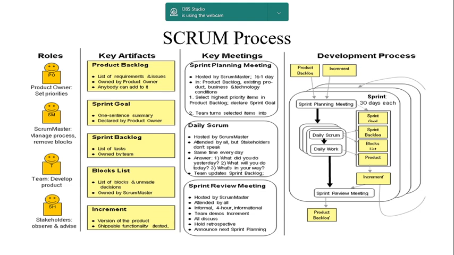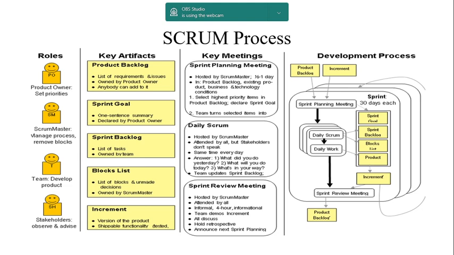The key artifacts. The product backlog means the list of requirements and issues, owned by the product owner. Anybody can add to it by giving suggestions. The sprint goal is a one-sentence summary of what the product owner declares has been achieved in one sprint, which means 15 days, or I can say 2 weeks. The sprint backlog is again the requirements we have quoted, what we are going to plan for the next 15 days, and the tasks to be completed will be listed and stored.